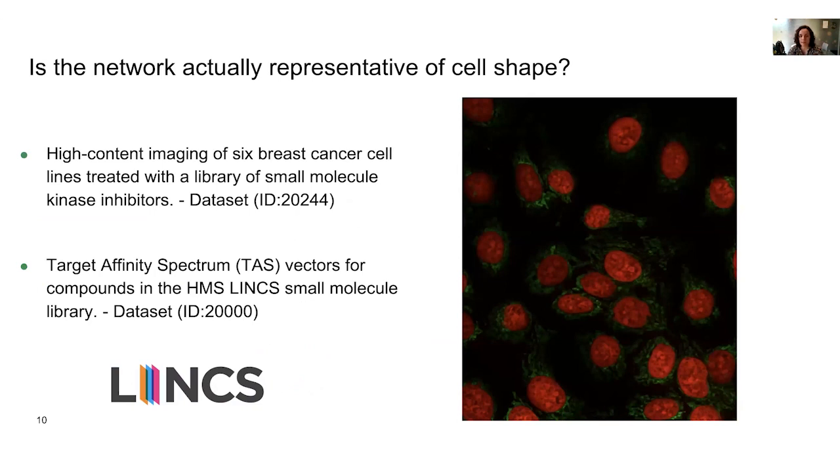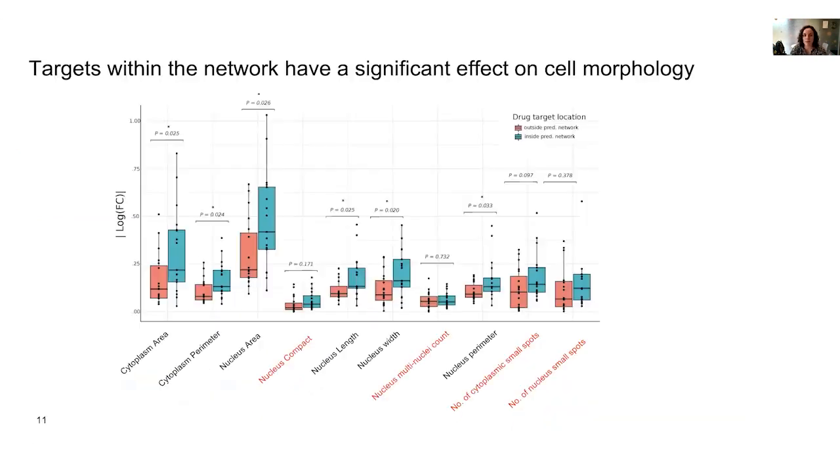Luckily for us, the LINCS consortium at the Broad Institute had performed experiments where they had 6 breast cancer cell lines, and they had treated them with a library of small molecule kinase inhibitors and taken high content imaging measurements. We also had information about the affinity of the different drugs for different kinases, because they didn't only have one target necessarily. So the first check of whether a network indeed is representative of cell shape is the following.